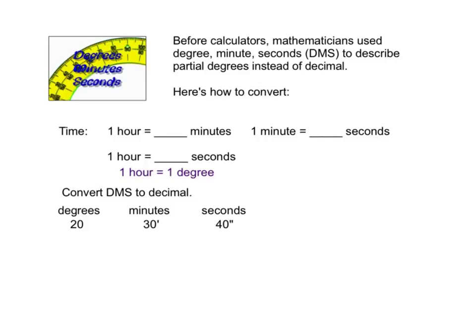In terms of time, you know that an hour is 60 minutes. 1 minute is 60 seconds. So 1 hour would be 60 times 60, or 3,600 seconds. If you know that, then you can figure out how they do degrees. 1 hour is equal to 1 degree. So 1 degree would have 60 minutes and 3,600 seconds.